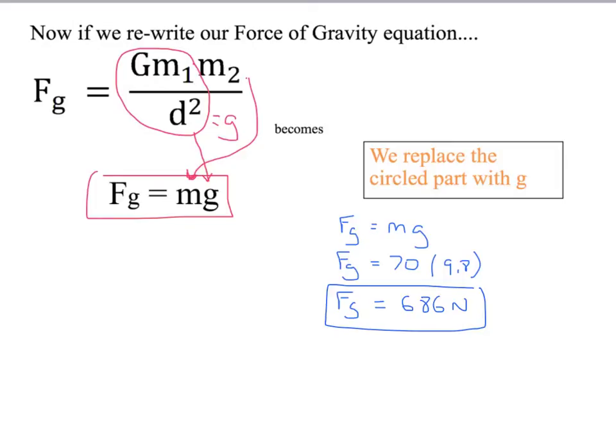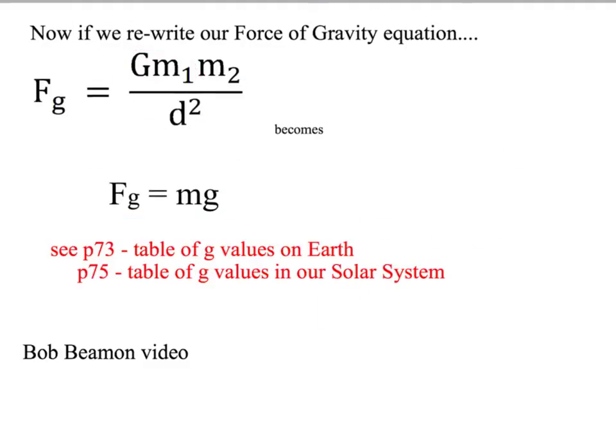So just remember, I can only do this if I'm on Earth, because on Earth little g is 9.8. If I go to the Moon, I've got to replace that with some other value. If I'm on some other planet, I've got to replace it with its own value. Anywhere, anytime we're on Earth though, which for us is always, little g is 9.8, and we can always use that. So this equation, Fg equals G m1 m2 over d squared, becomes Fg equals just mg. We're just talking about our little g values.